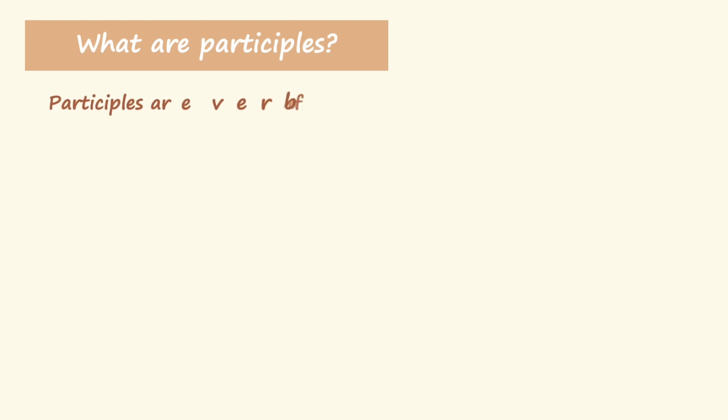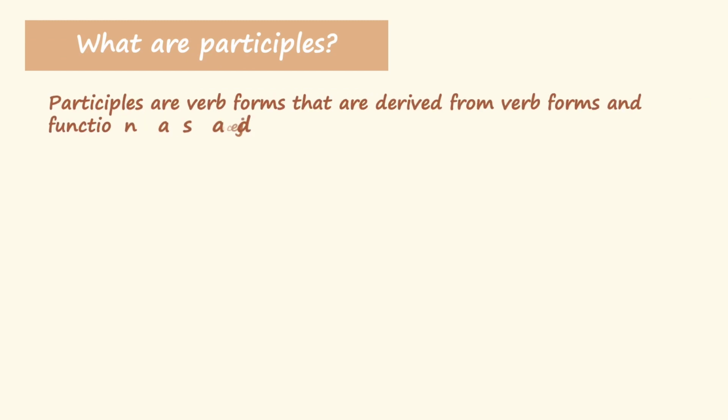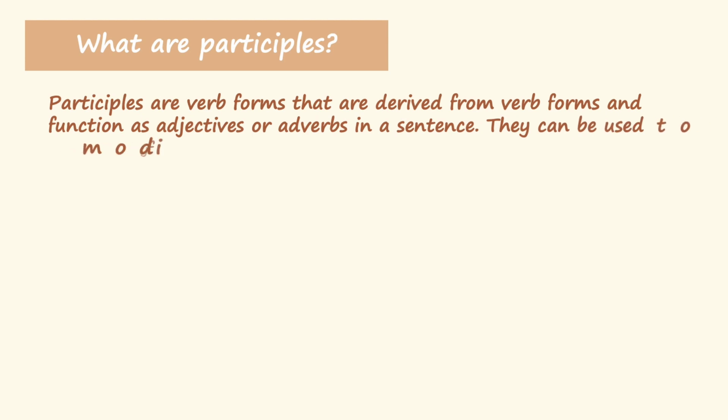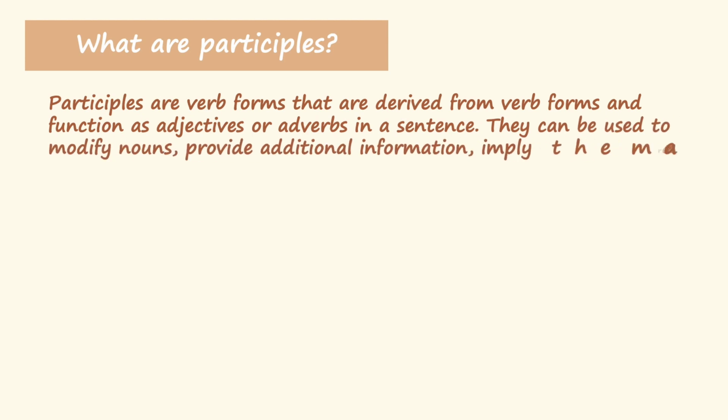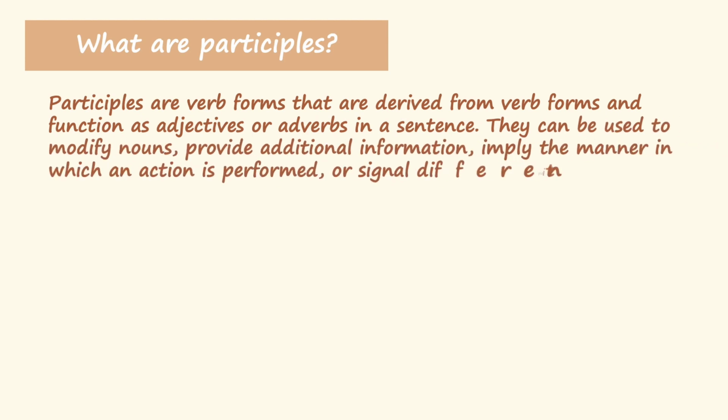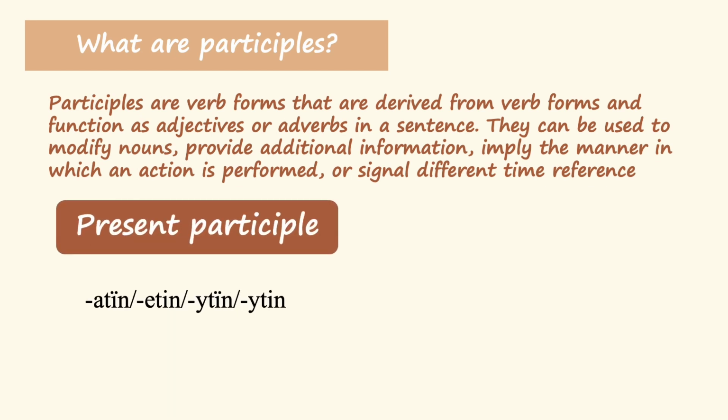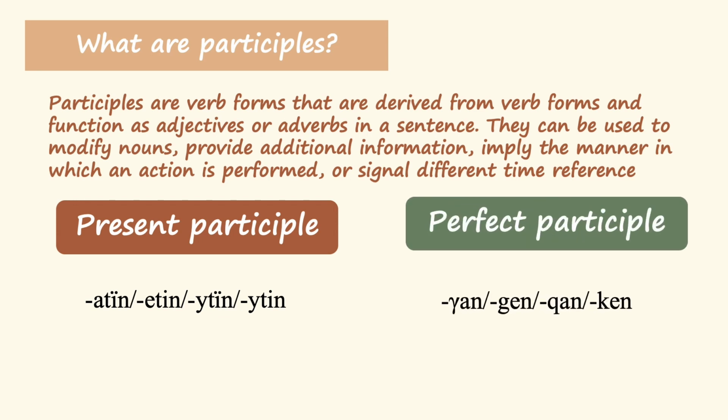Participles are verb forms that are derived from verbs and function as adjectives or adverbs in a sentence. They can be used to modify nouns, provide additional information, imply how an action is performed, or signal different time differences. In Kazakh, participles are produced by adding suffixes to the verb stem, and these suffixes change depending on the tense of the verb. There are two main types of participles in Kazakh: present participle and perfect participle.